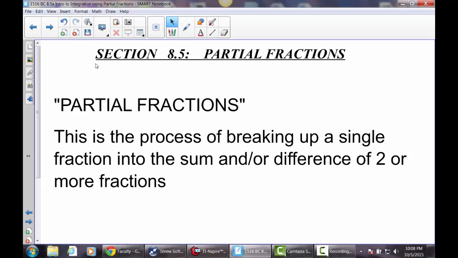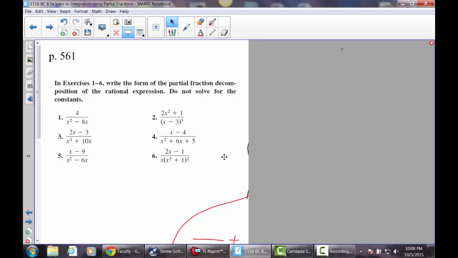It's the process of breaking up a single fraction into the sum and/or difference of two or more fractions. So, for example, the first set of exercises they're going to give you, there's no integration at all. It's just write the form of the partial fraction decomposition of the rational expression. Do not solve for the constants. You'll notice in each case we're given a single fraction, and basically what you're asked to do is rewrite it as the sum and/or difference of two or more fractions.